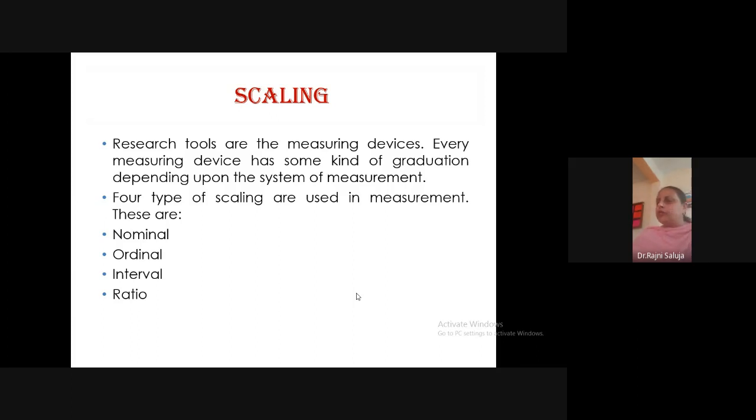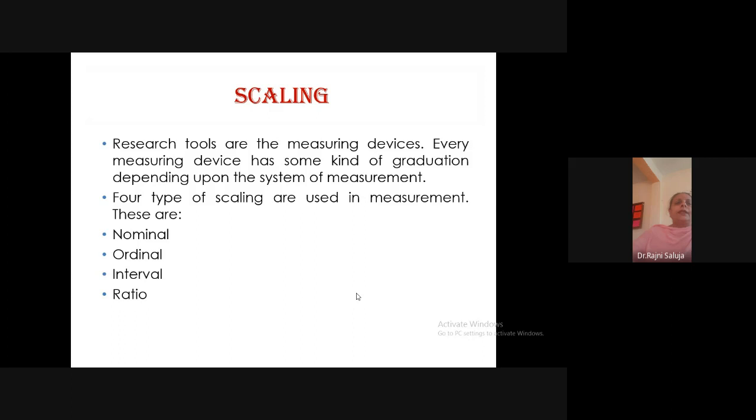Now, if we are talking about the attitude of a person, for example, the attitude of the students towards e-learning, we can say some can strongly agree, others can agree, others may disagree, and others can strongly disagree. So this is the ordinal scale.